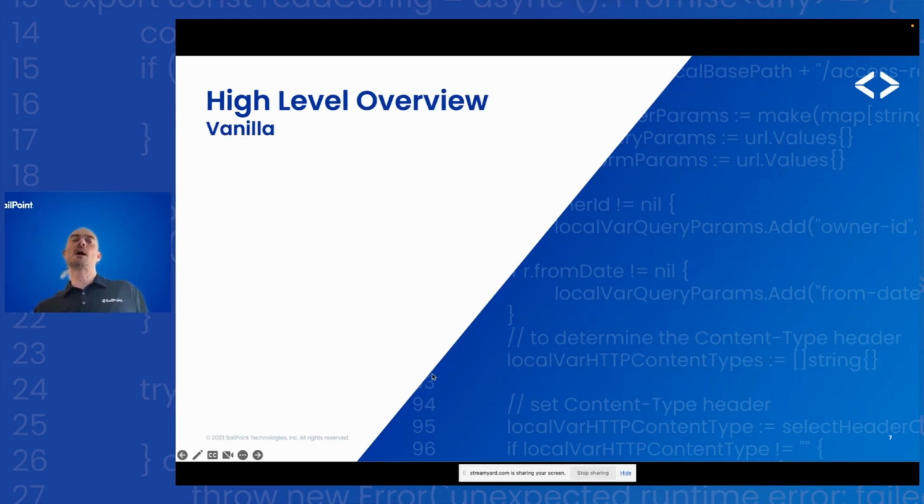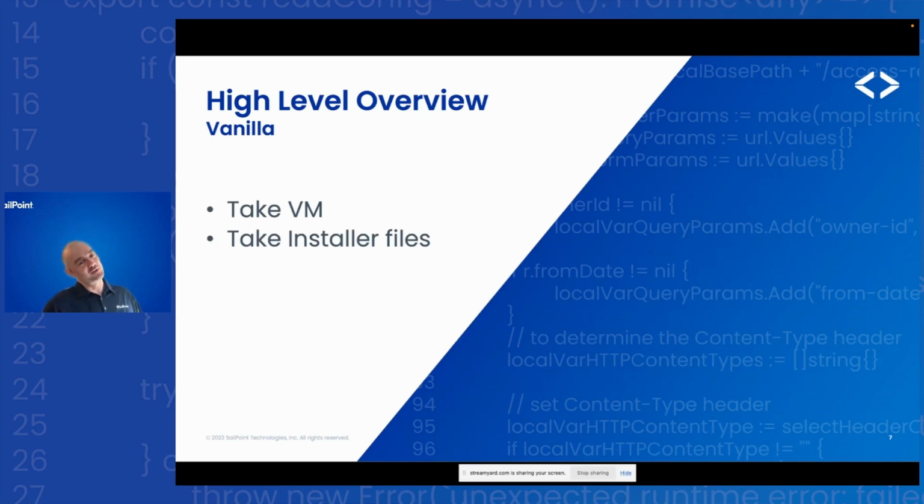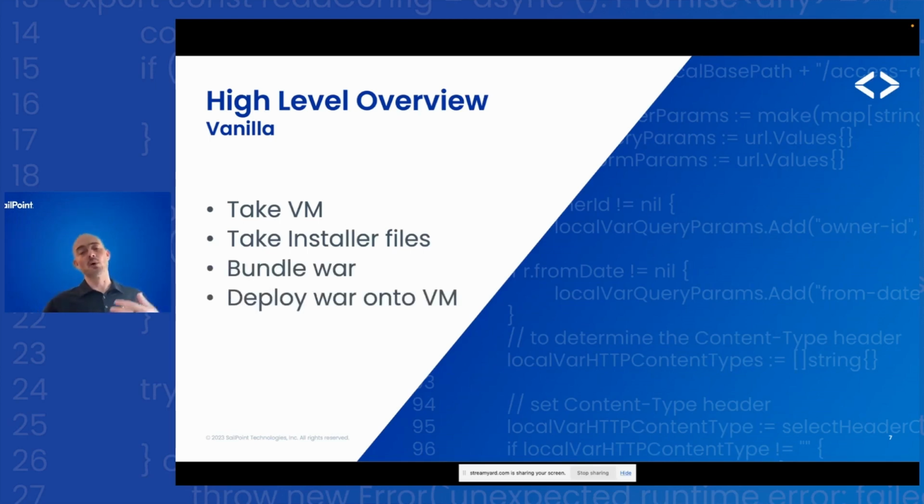So a high-level overview. If we want to just deploy a vanilla IIQ, the gist of it is that we automate a deployment of our application files into a VM that we then can also use in other repeatable automated fashions. So we take our VM, we take our installer files, we bundle our WAR file and deploy that WAR onto our VM, and we're done. So this is nothing unfamiliar. This is just a basic installation process, just that we're going to sort of automate all the steps.